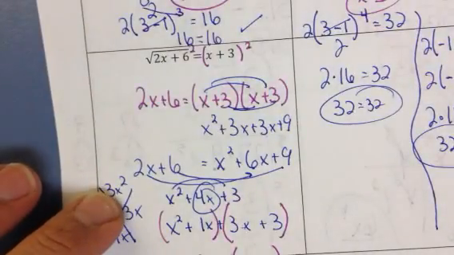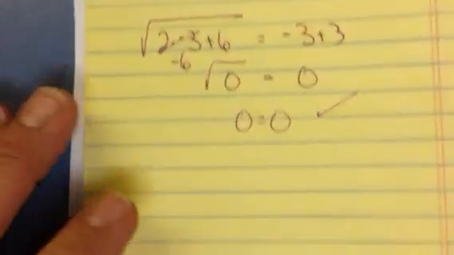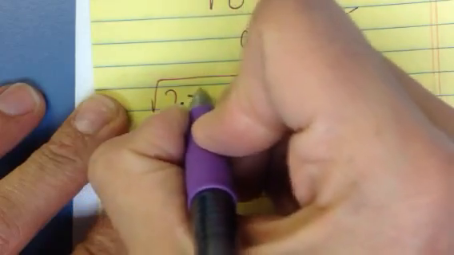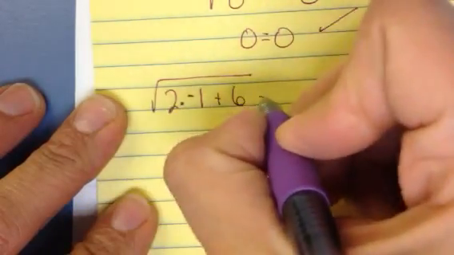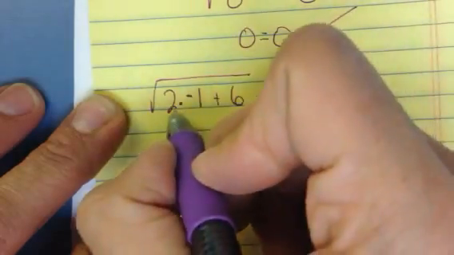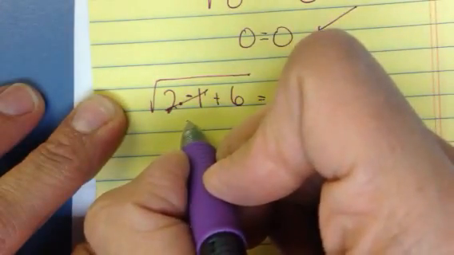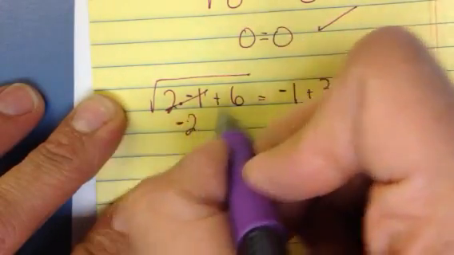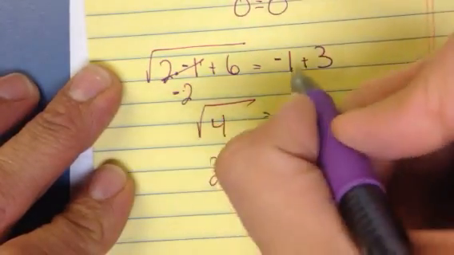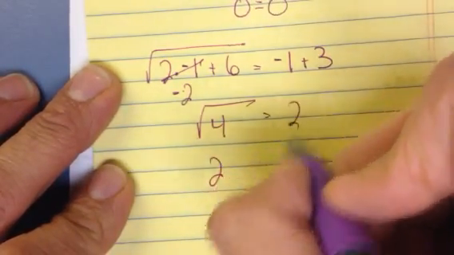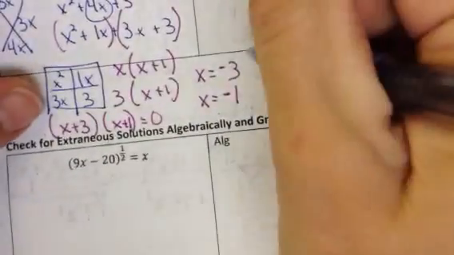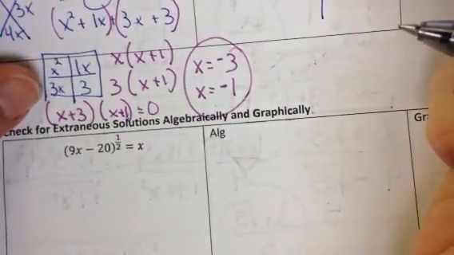So now I'm going to see if negative 1 works. So putting negative 1 in, wherever there's an x. So here I get negative 2, and negative 2 plus 6 is 4, and the square root of 4 is 2. And if I add this side up, I also get 2. So they both work. There are no extraneous solutions, so both count.